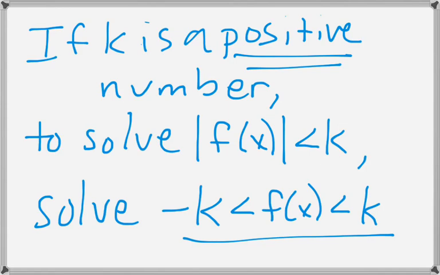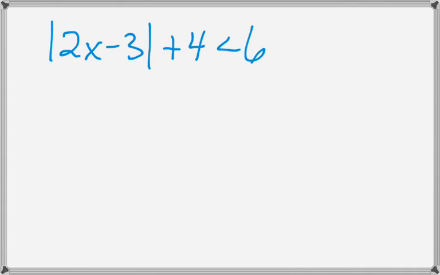Now, of course, this has the absolute value by itself. So if the absolute value is not by itself already, we're going to want to fix that. So for example, if we have absolute value 2x minus 3 plus 4 is less than 6, we need to get that absolute value by itself first because the procedure we were just given had the absolute value by itself. So we're going to subtract 4 from each side.